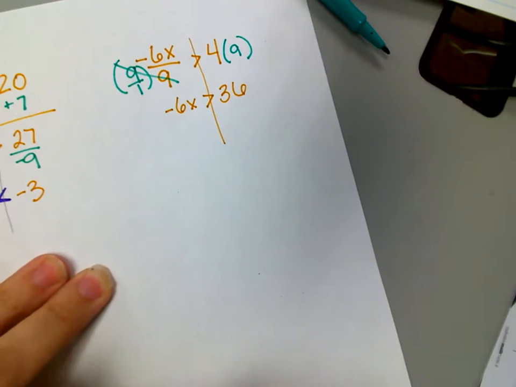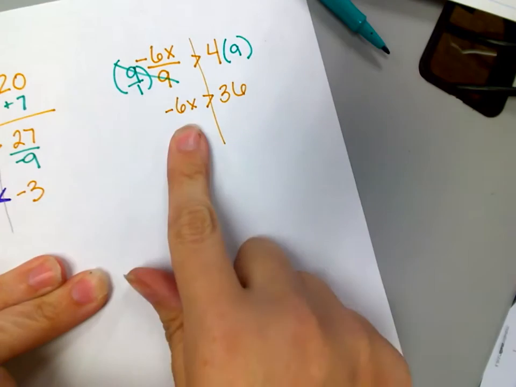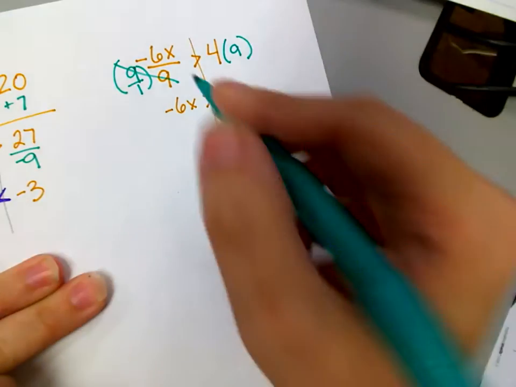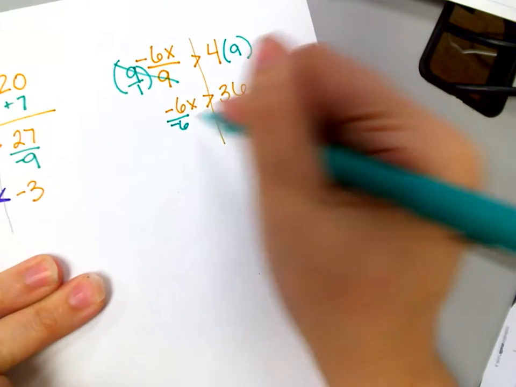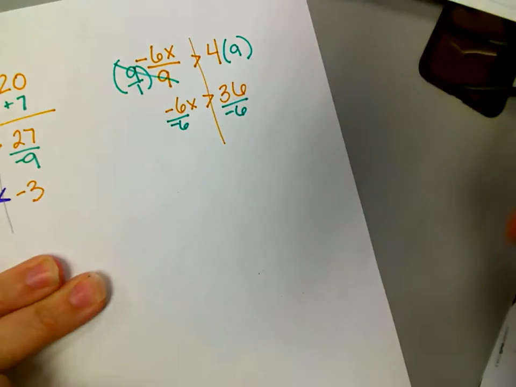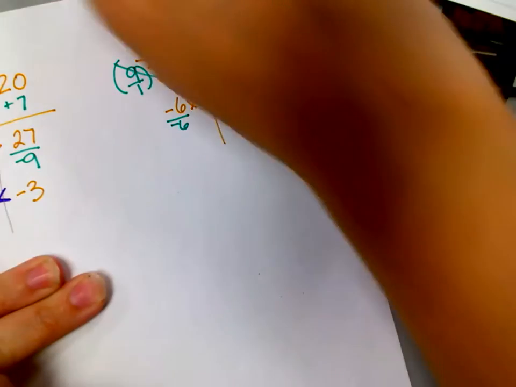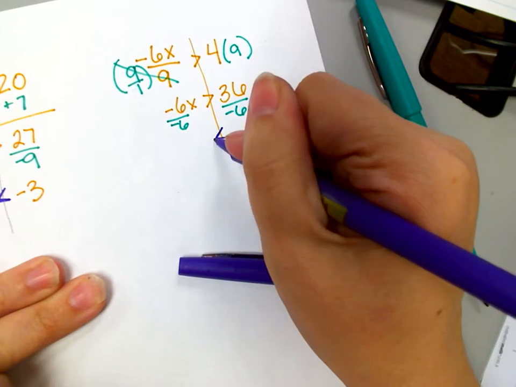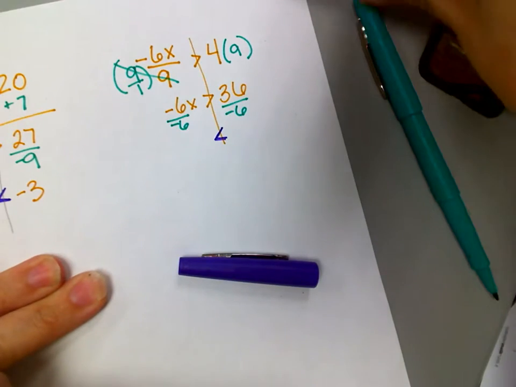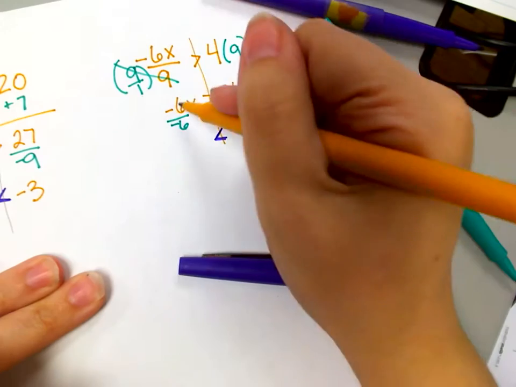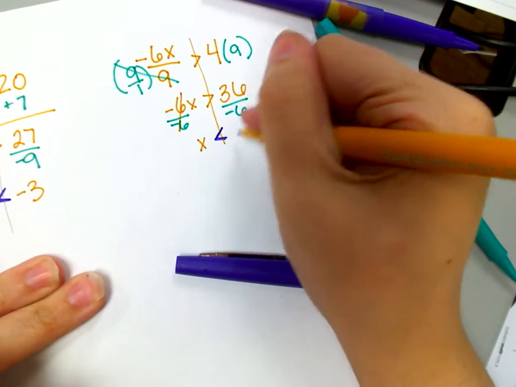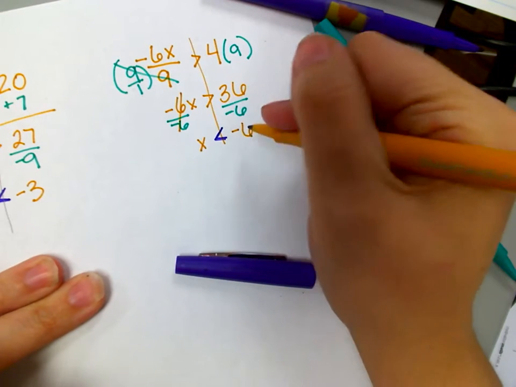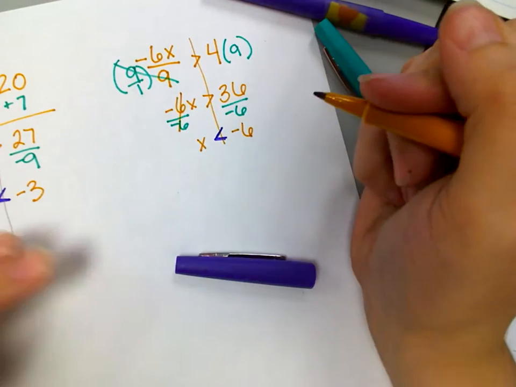Okay, now I need to get rid of that negative 6. So that's saying negative 6 times x. So that means I'm going to divide both sides by negative 6. But what happens if I multiply or divide by a negative? I flip my sign, right? So it's going to flip over. I'm going to flip that inequality sign. So now this is going to just be x is less than 36 divided by negative 6, which would be negative 6. So x is less than negative 6.